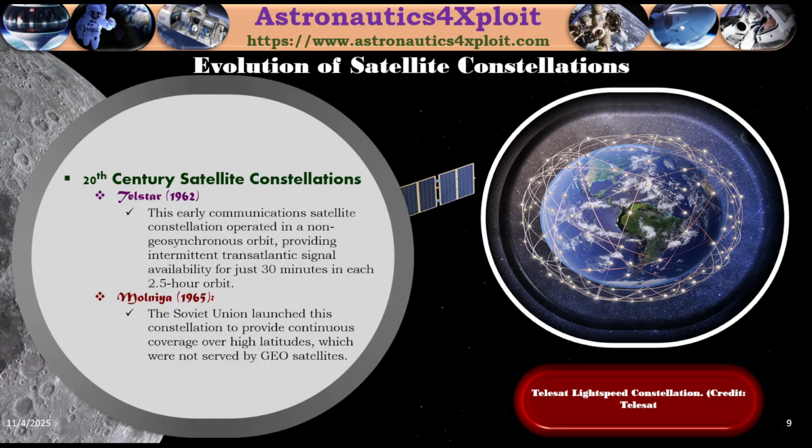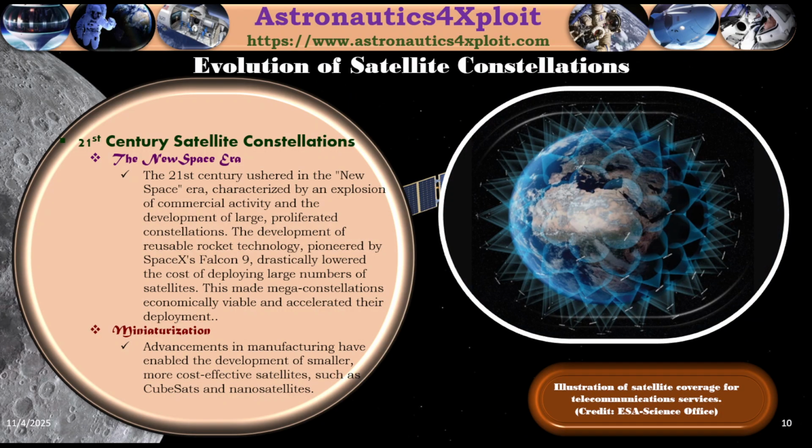20th century satellite constellation. This early communication satellite constellation operated in a non-geosynchronous orbit, providing intermittent transatlantic signal availability for just 30 minutes in each 2.5-hour orbit. Molniya, the Soviet Union launched this constellation in order to provide continuous coverage over high latitudes, which were not served by geostationary Earth orbit satellites. Telesat Lightspeed constellation is shown in this picture.